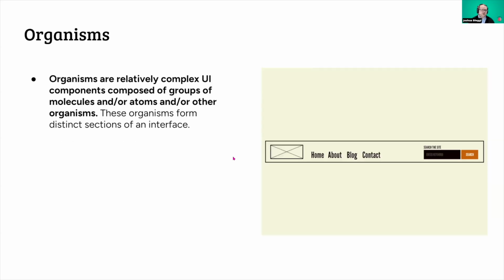Now from there, you have organisms. Organisms are relatively complex UI components composed of groups of molecules and/or atoms and/or other organisms. These organisms form distinct sections of an interface. Looking at the example he provided here, this is your top header of a website, right? It contains that molecule we just saw, that search bar with the text field, the input field, and the button.